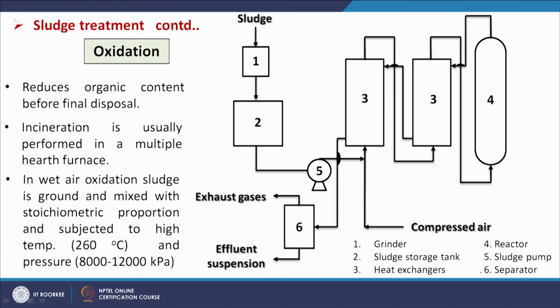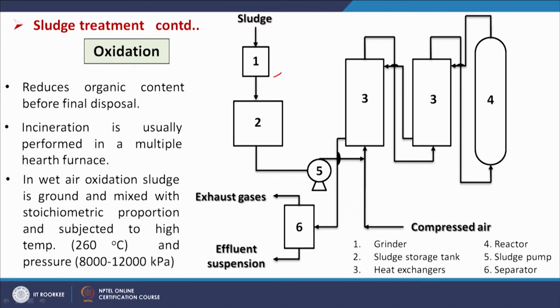Now, we will discuss oxidation. There are two types of methods through which oxidation can take place, that is wet air oxidation and incineration. In incineration, basically dried material is combusted, and in the case of wet air oxidation some moisture content is necessary. In wet air oxidation, sludge is ground, mixed in stoichiometric proportion, and subjected to a high temperature of 260 degree centigrade and pressure.